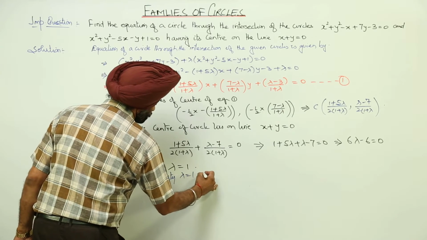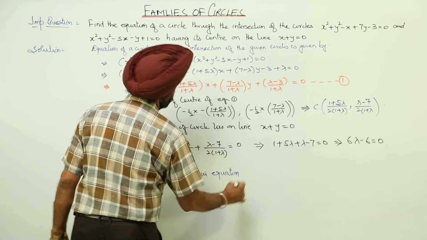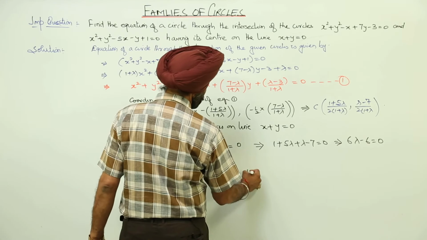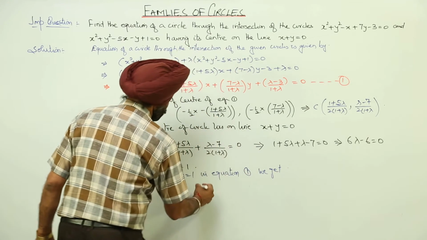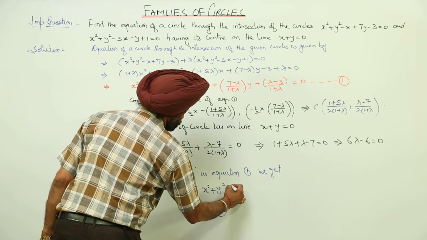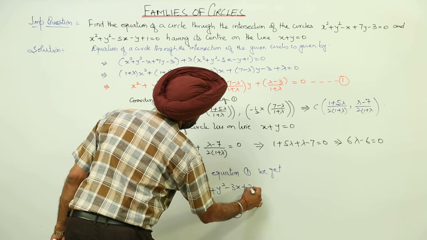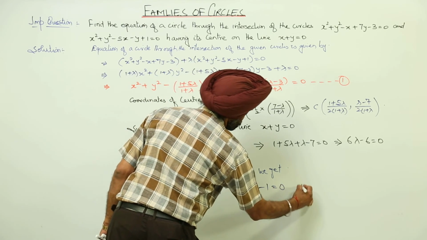Now, substituting lambda is equal to 1 in equation 1, we get x square plus y square minus 3x plus 3y minus 1 is equal to 0. Answer.